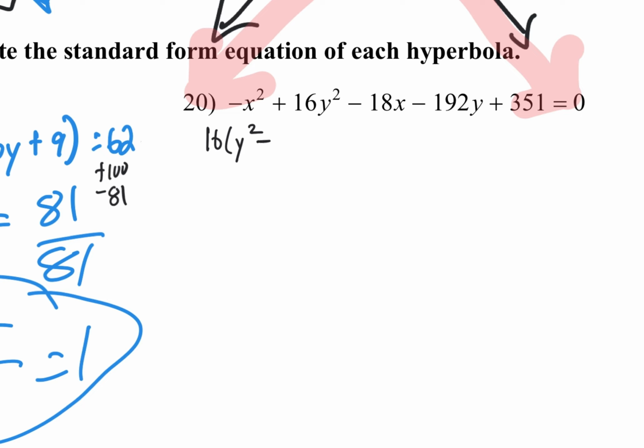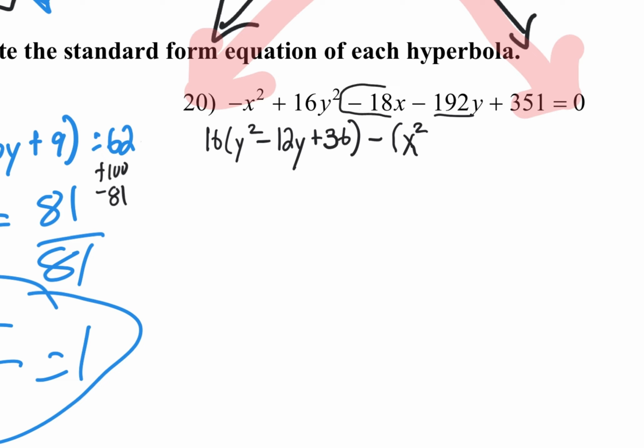Minus, now we get 12 because 192 divided by 16 is 12. So that's minus 12y. Complete the square: plus 36. Ooh, that's a big number. Wow. Oh, well. Minus. We've got to factor out that minus. So that's going to give me x squared, and then 81, 9 squared.